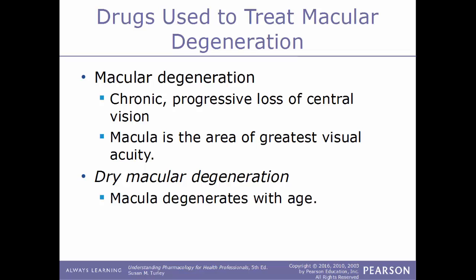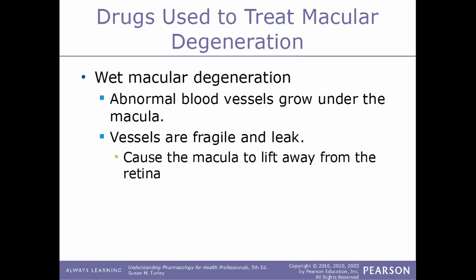It can either be dry or wet. When you have dry macular degeneration, this is the kind that occurs naturally with age. Now you can also have what's called wet macular degeneration. This is where you have abnormal blood vessels that will grow under the macula. And these vessels are pretty fragile and will start to leak pretty easily. Now when they start to leak, this causes the macula to lift away from the retina.